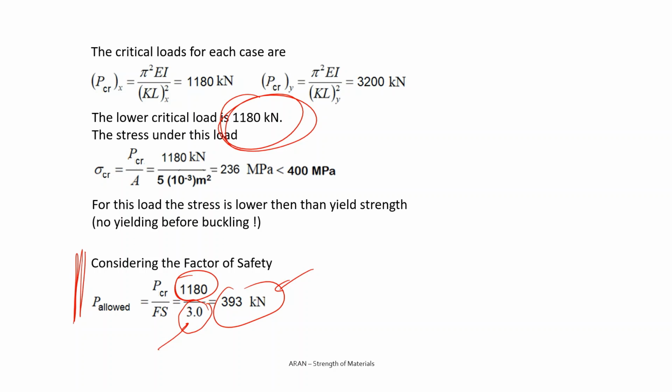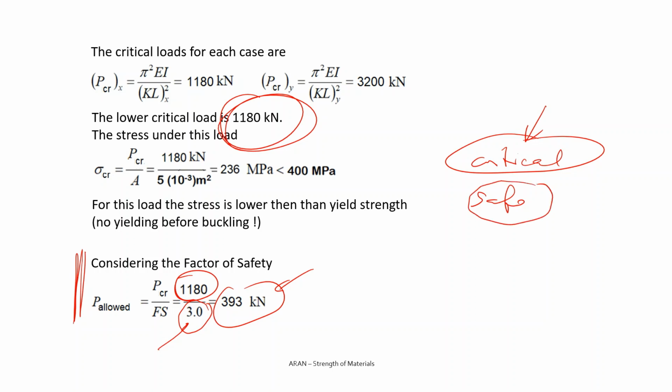You see again in this example that a safe load and a critical load are not the same. The critical load is where the failure will occur, and in the safe load you consider a factor of safety, and this load will be much smaller than the critical load. Okay, that was our video about buckling. Thank you for listening.